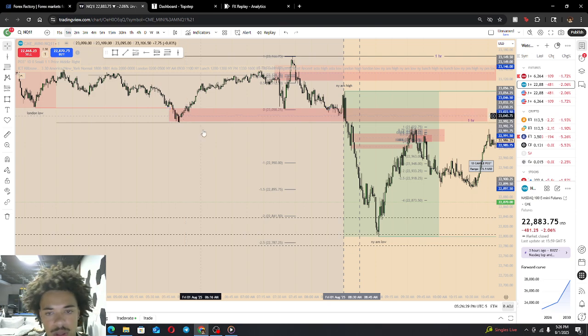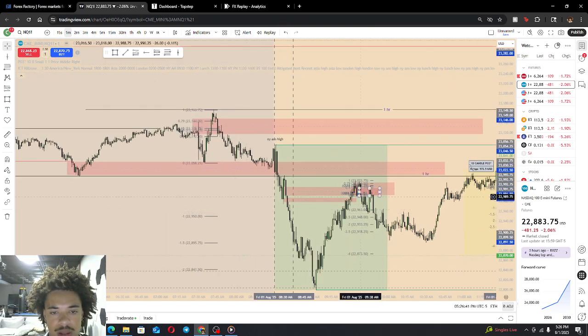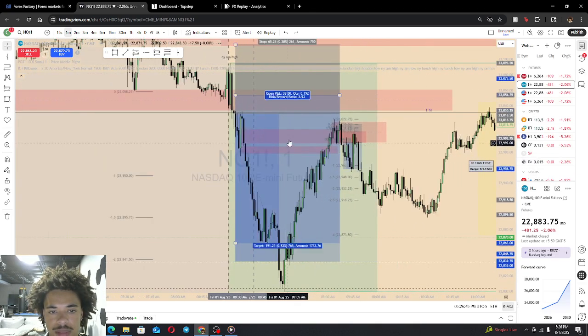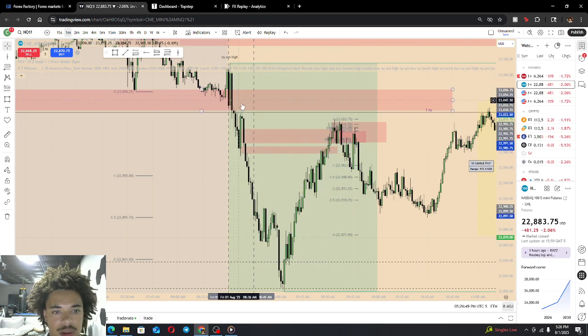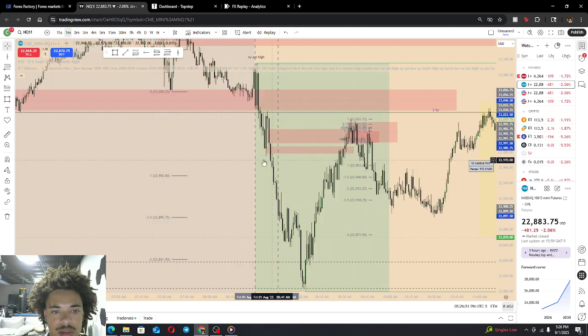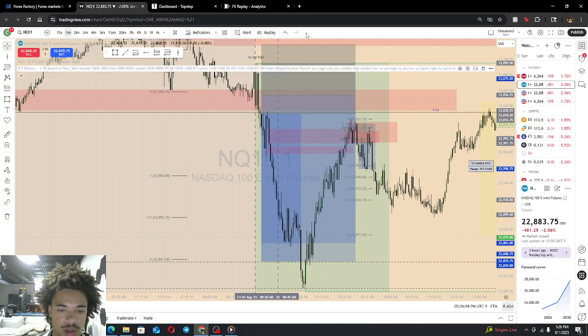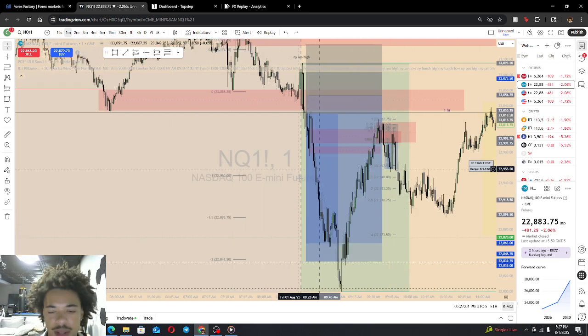It would have been an order block, but we turned it into a breaker by inversing it. Anyway, I entered right here, and I got out right here. Basically, I was up like 1.6 on this trade, and that was all I needed.